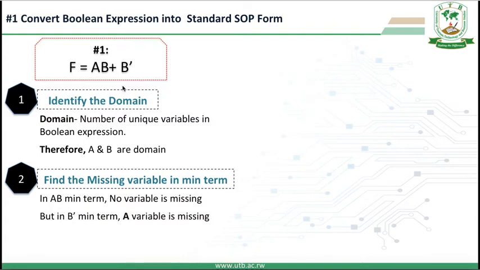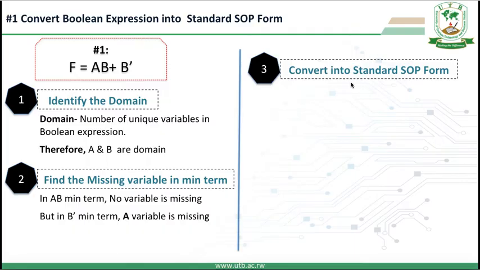Let us see the next min term, this one B complement. But in the B complement min term, a variable is missing because A is missing. You can see it doesn't matter whether A complement or A, but A is missing. So the next step is to convert into standard SOP form. Since we identified the domain, we identified the missing variable in the min term.